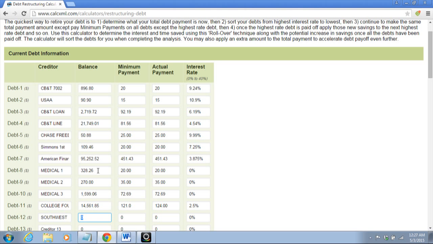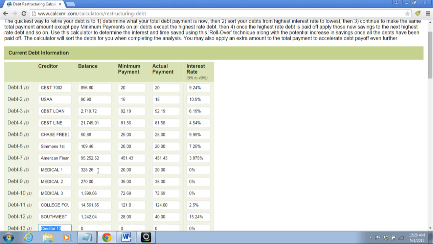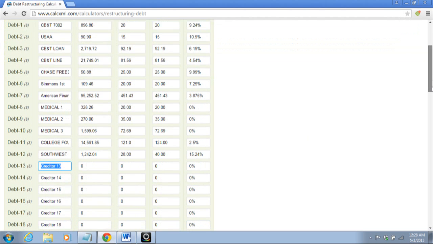The balance on that one was $1,242.04. Minimum payment is $28. They actually pay $40 on there, and the rate on that is 15.24%. They have scroll down so you guys can see this.